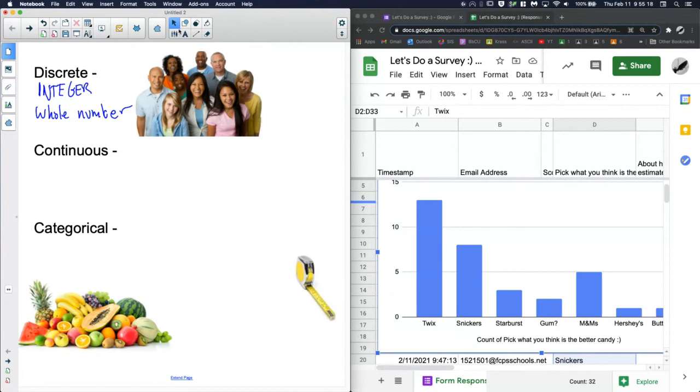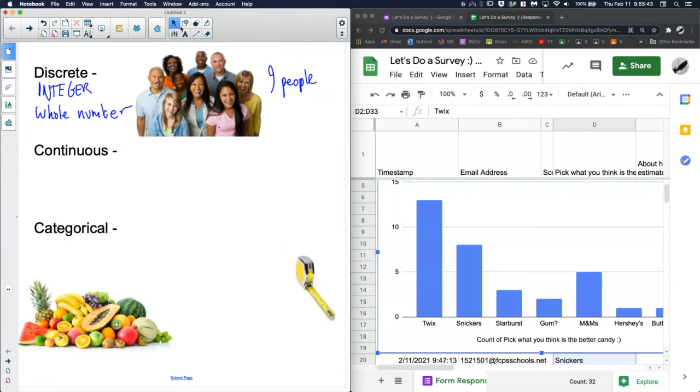All right, so here in this picture, I have 1, 2, 3, 4, 5, 6, 7, 8, 9 people. 9 people. Something like that. Yeah, you know what I'm trying to say. 9 people. That's discrete. Integer, whole number.